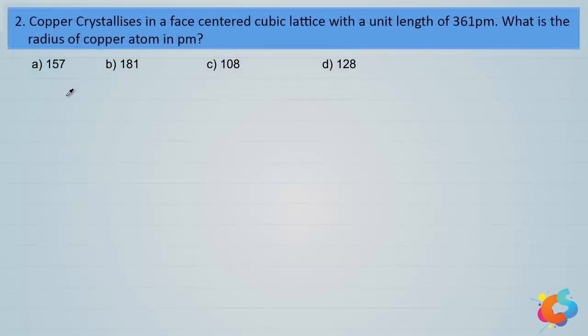The second question is, copper crystallizes in a face-centered cubic lattice with a unit length of 361 picometer. What is the radius of copper atom in picometer? The given options are A 157, B 181, C 108, and D 128.